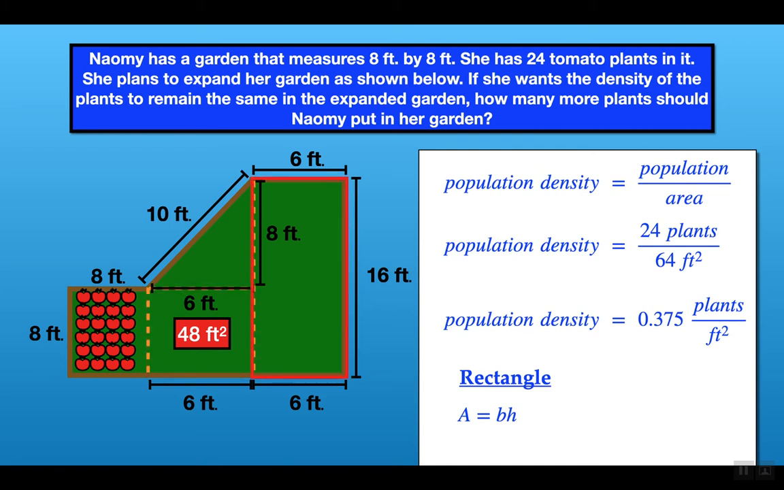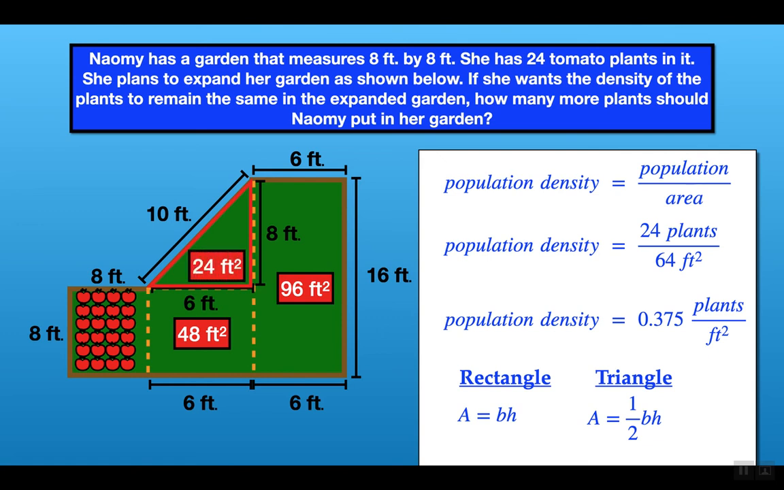Now let's go to the rectangle on the right. The base is 6 feet and the height is 16 feet. If we multiply 6 feet times 16 feet, we get the area of that section, which is 96 square feet. Then let's finish off with the triangle. To get the area of a triangle, you take half of the base times the height. The base is 6 feet and the height is 8 feet. So we multiply 6 times 8, which gives us 48, and then divide that number by 2. That gives us the area of the triangle, which is 24 square feet.